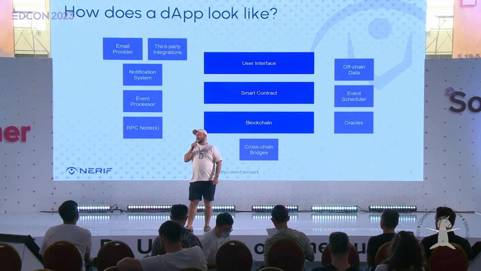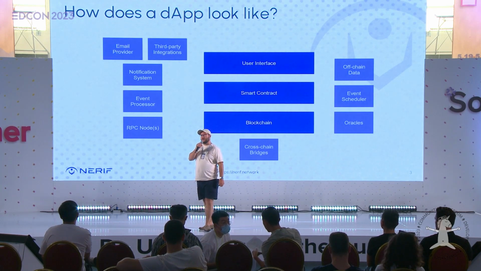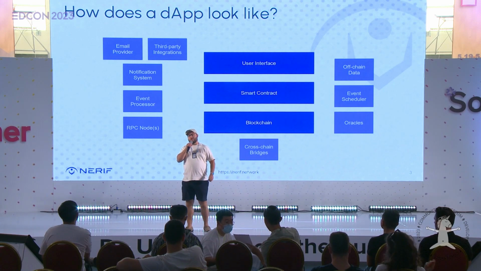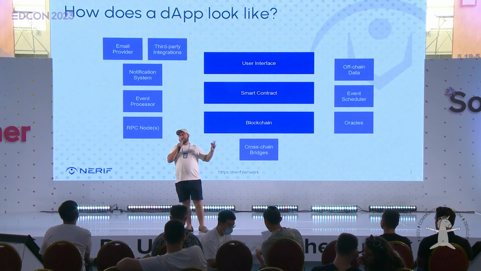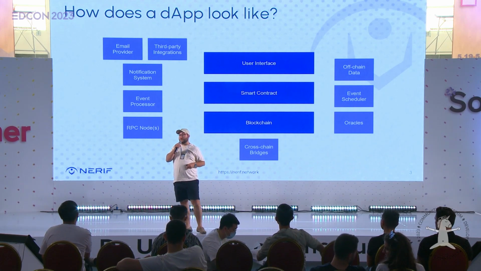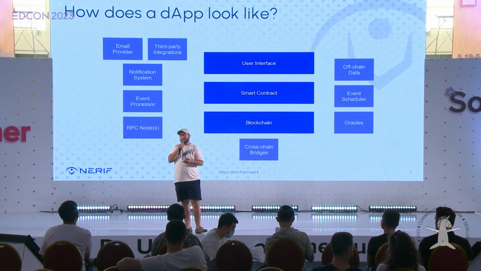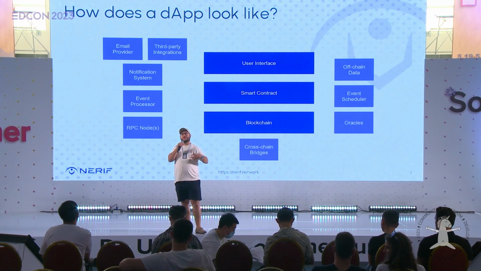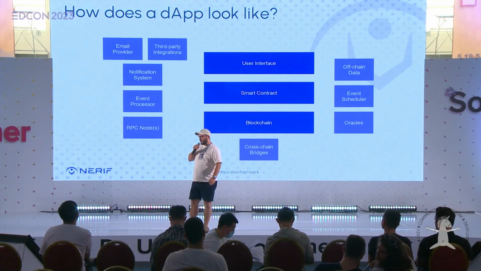Now, the reality looks a bit more like this, right? You have a lot of moving parts. You might want to include off-chain data. You might want to have cross-chain interactions. You might want to process things. You might want to have events. The smart contract doesn't execute itself. You have some kind of trigger. And all that stuff you need to build.